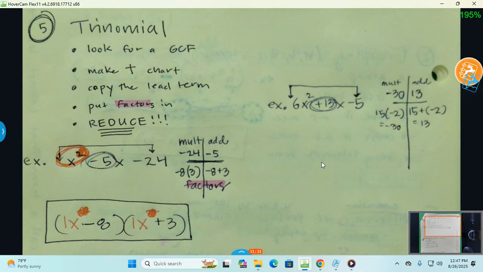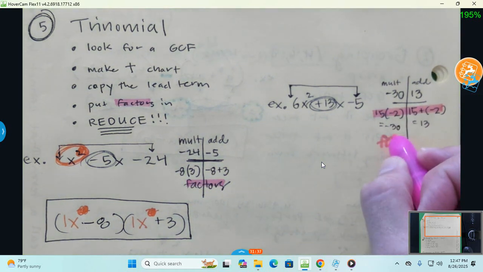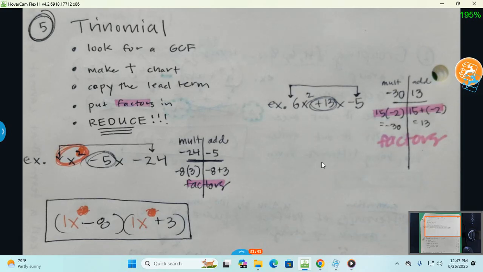So these up here, 15 and -2, these are called my factors. Those are my factors that I just found. And like I said, you may have learned the star method here. There's other options.